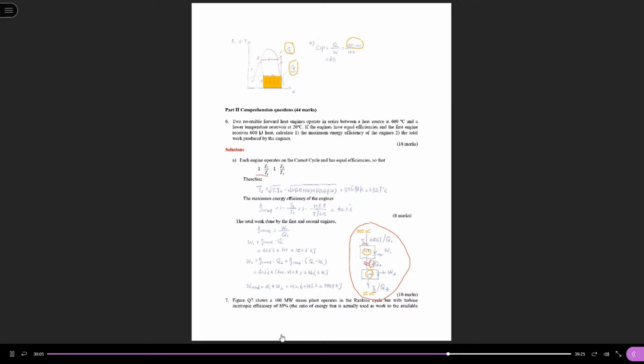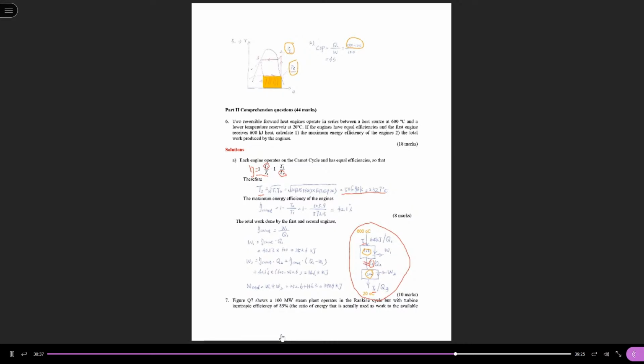So therefore, for the engines, their thermal efficiencies are the same. So we can say for the first heat engine, this is the low temperature, but it becomes the high temperature of the second heat engine. Calculate, in fact, the temperature 2. Okay, this is the temperature 2.